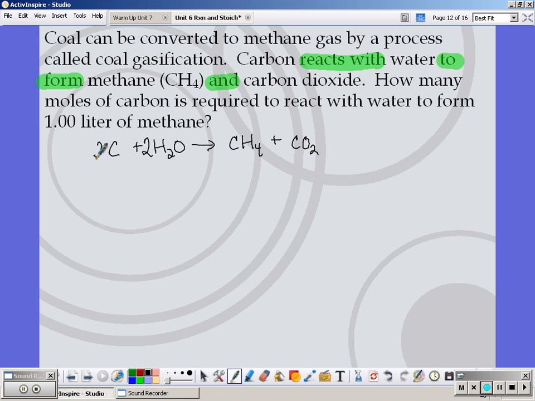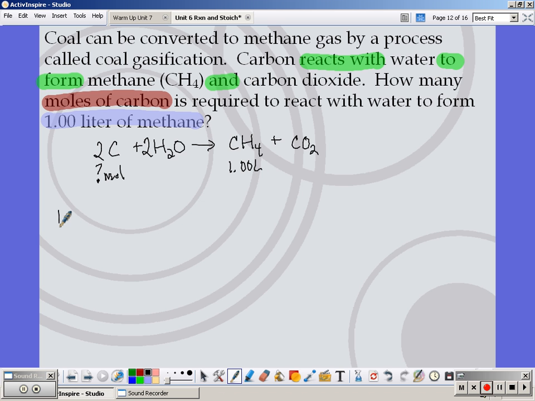How many moles of carbon if I have 1 liter of methane? And I'm looking for how many moles of carbon. So under carbon, I'm going to put question mark moles. And under methane, I'm going to put 1 liter. First thing I want to do is convert to moles.